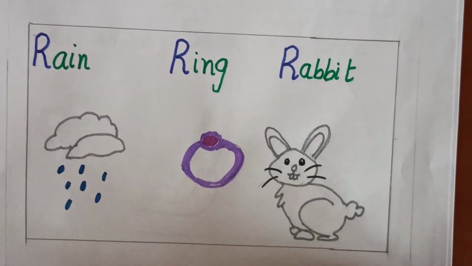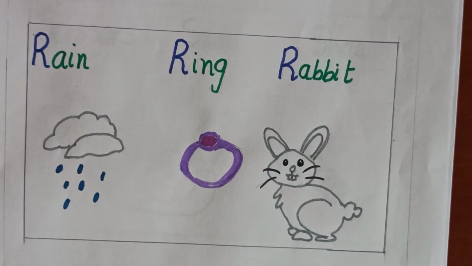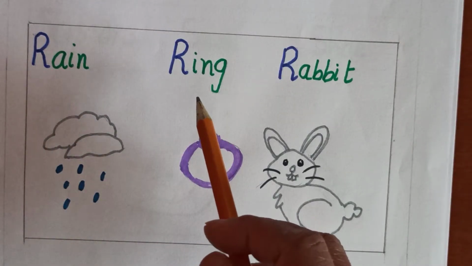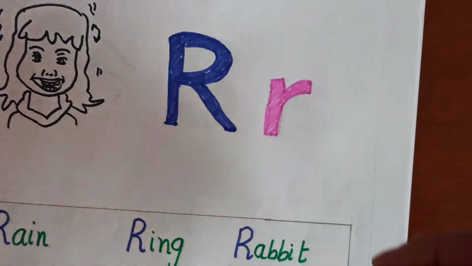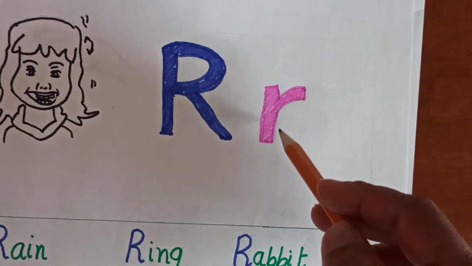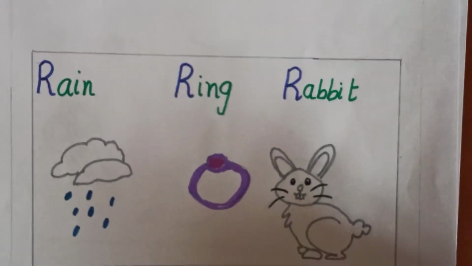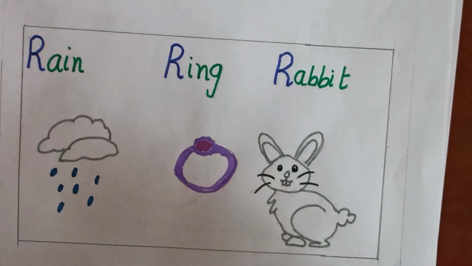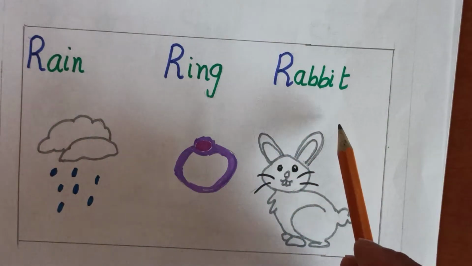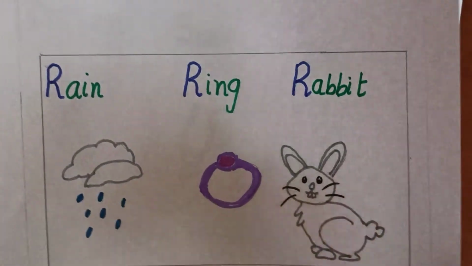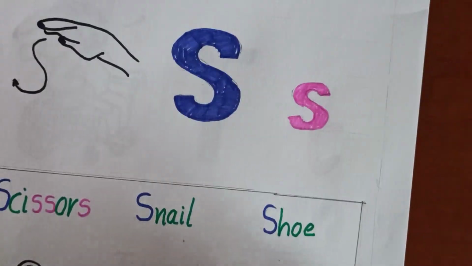Some examples of R. The R may be at the beginning of the word or at the end or in the middle of the word. This is the capital R and this one is a small r. Let us see the examples. Rain, ring, rabbit.